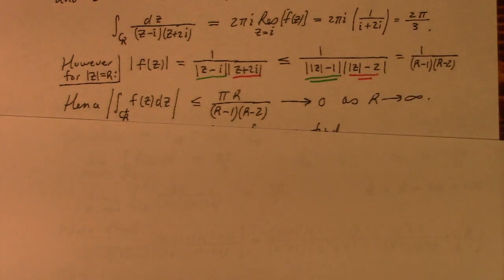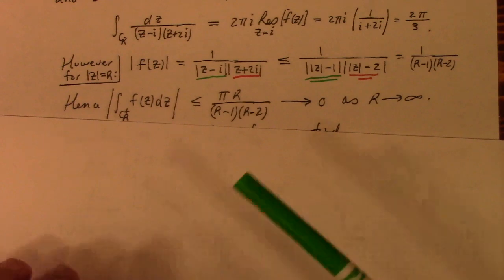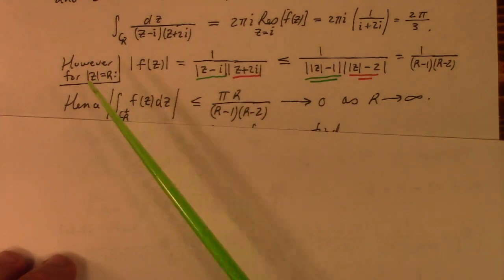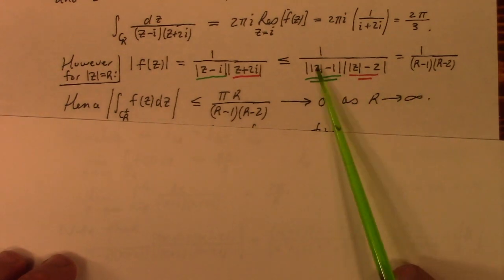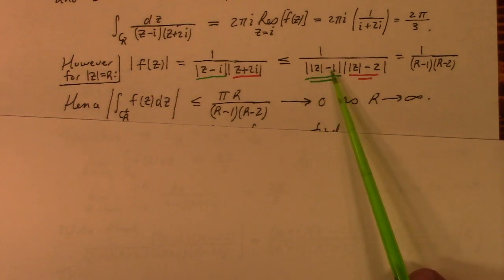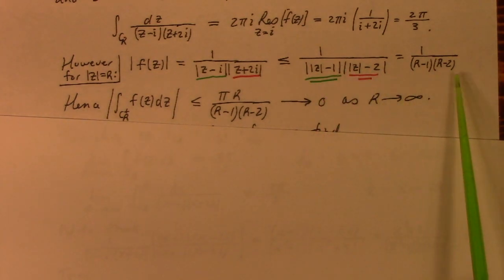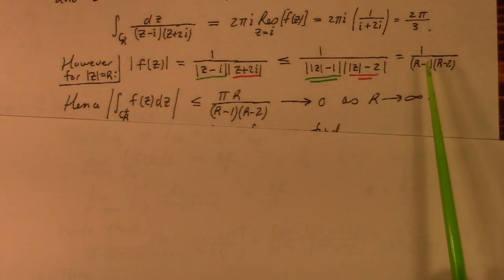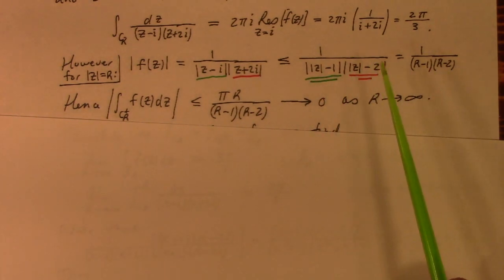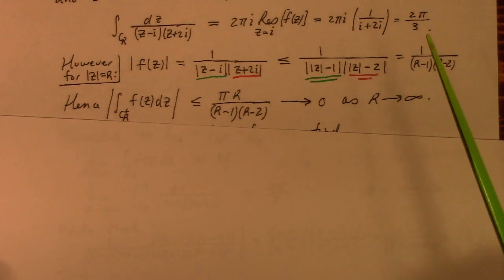So what have I done? I've made the denominator smaller, hence I've made the fraction larger. And then, of course, we're on the radius r circle. Modulus of z is equal to r, and then, wait a minute, absolute value. What happened to my absolute value? Absolute value of r minus 1, absolute value of r minus 2 is just r minus 1, r minus 2. Well, what am I doing? I'm assuming that r is greater than 1 and 2, which is probably reasonable since we're interested in the limit as r goes to infinity.